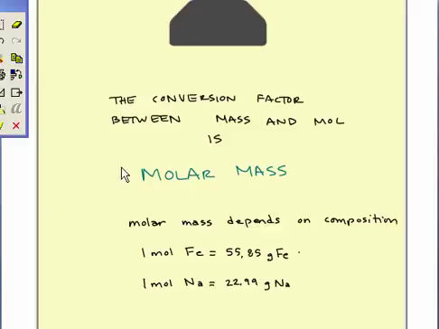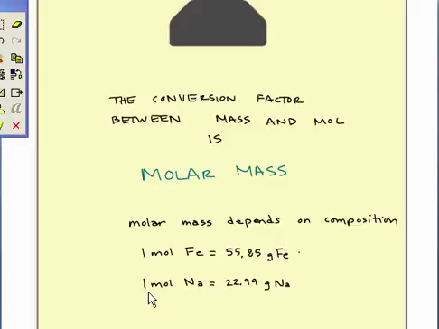So now we know how to determine the molar mass for atoms in an element by looking at the periodic table. And the bottom line is the molar mass is going to be our conversion factor between mass and mole. Now, unlike Avogadro's number, 6.022 times 10 to the 23, which is always the same, molar mass changes. It depends on composition. So if we look at 1 mole of iron atoms, they weigh 55.85 grams.